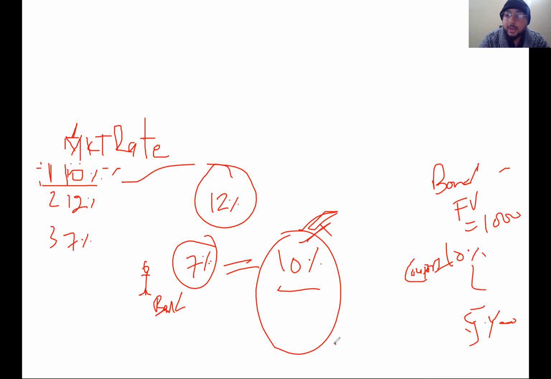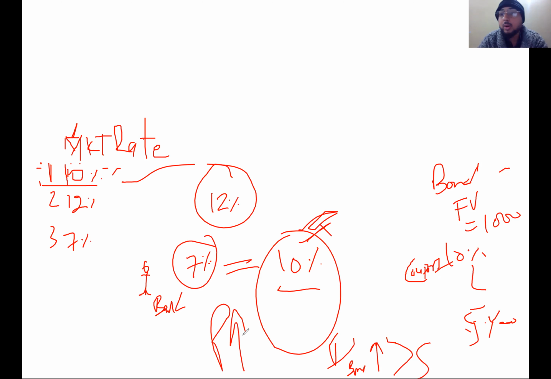So what will happen? Demand for the bond increases more than the supply, because supply is going to be fixed. The company already issued 10,000 bonds. So there's going to be a shortage in the market. When a shortage occurs, price goes up.